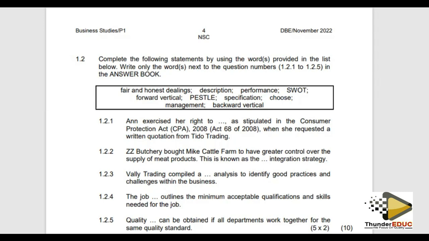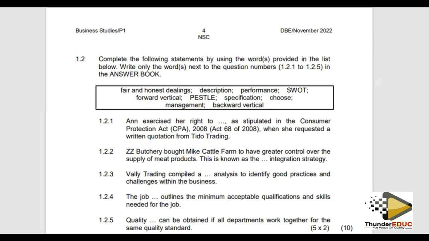So remember, before you can even jump onto reading the questions given, make sure that you understand the concepts given in this box. We have fair and honest dealings. So this fair and honest dealings, you know, this is one of the rights of buyers, or one of the rights of consumers. So we also have description, and description, remember, this is part of recruitment, because when we talk of description here, it is in relation with the duties that an employee should perform at the workplace.